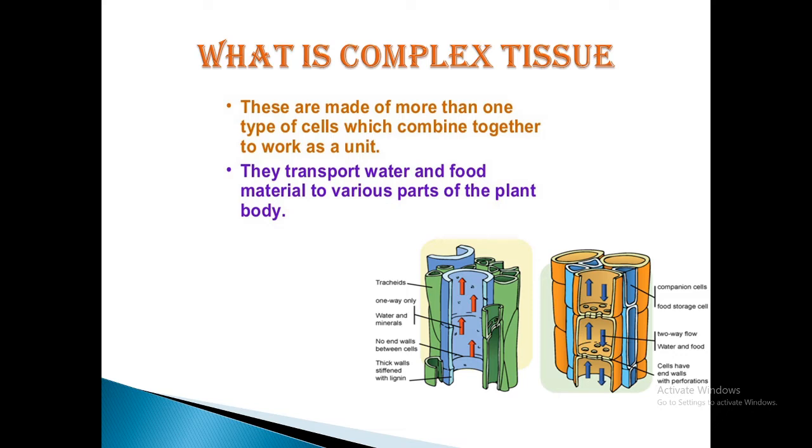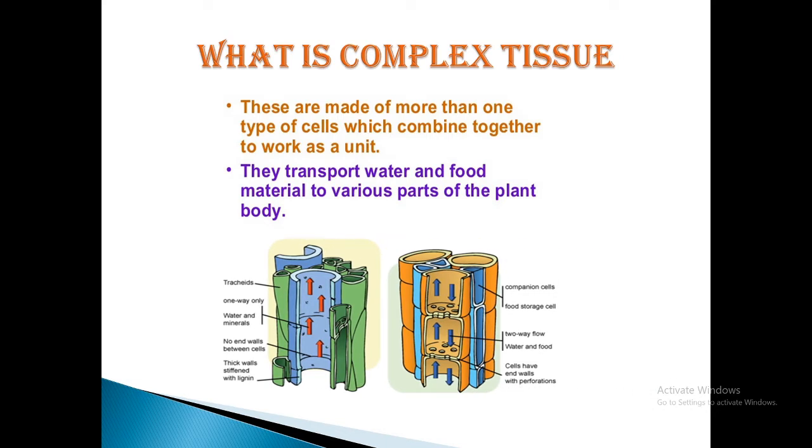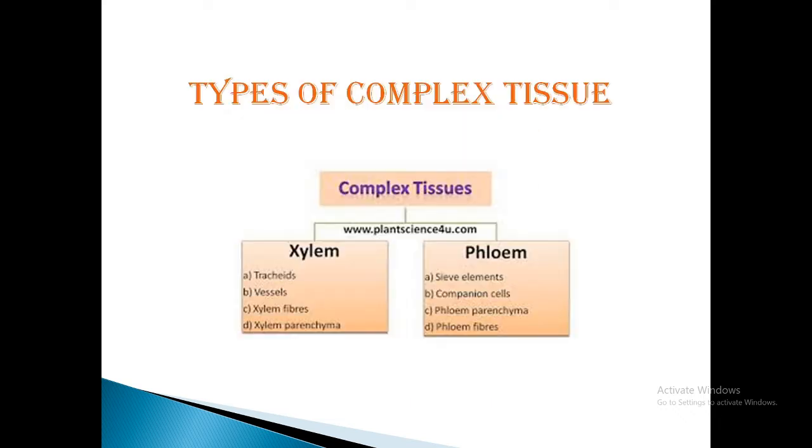Then what is a complex tissue? Basically, complex tissue is a group of more than one type of cell working together as a unit, and they transport water and food material to the various parts of the plant body. So the complex tissues are divided into two types, that is xylem and phloem.